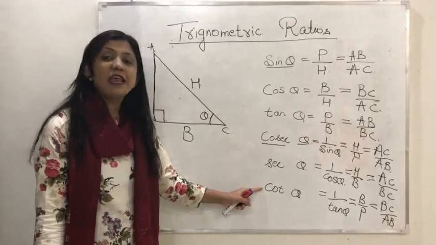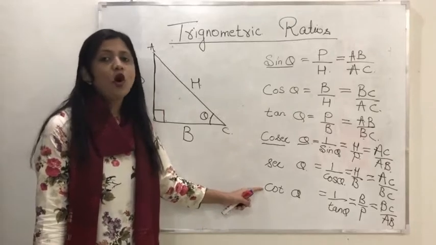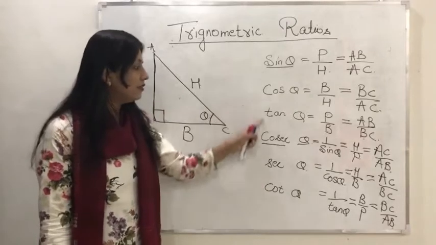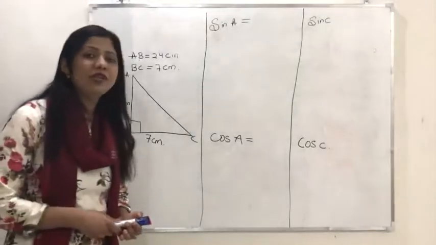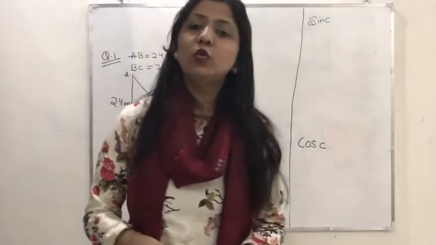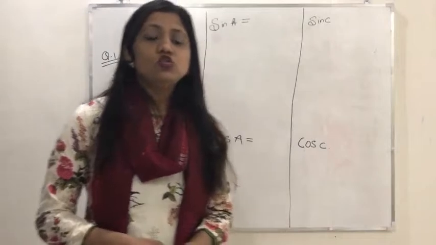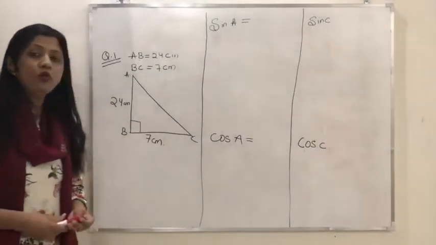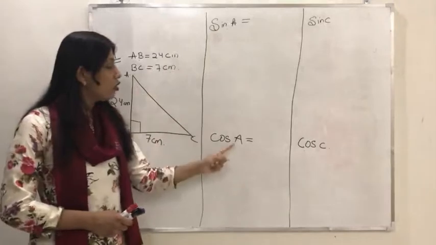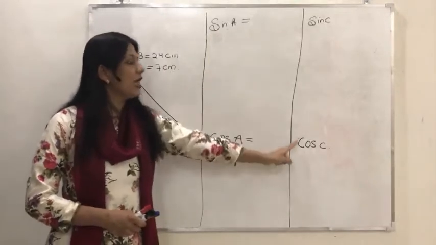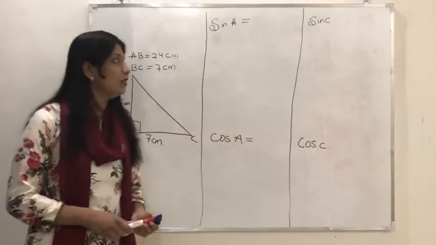So in the first exercise we will see the problems related to these trigonometric ratios. Now we will see the first exercise. So in question number 1, we have to find sine A, cos A, sine C and cos C.